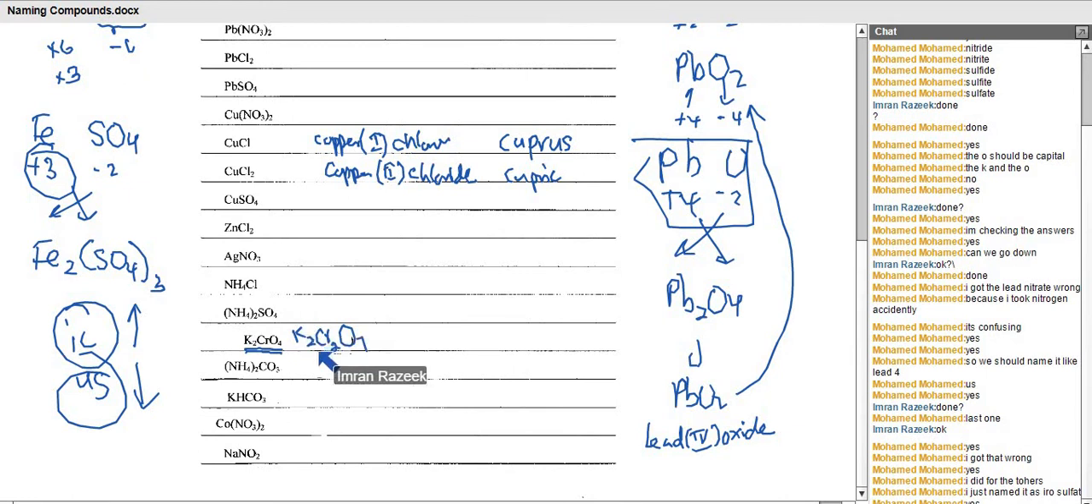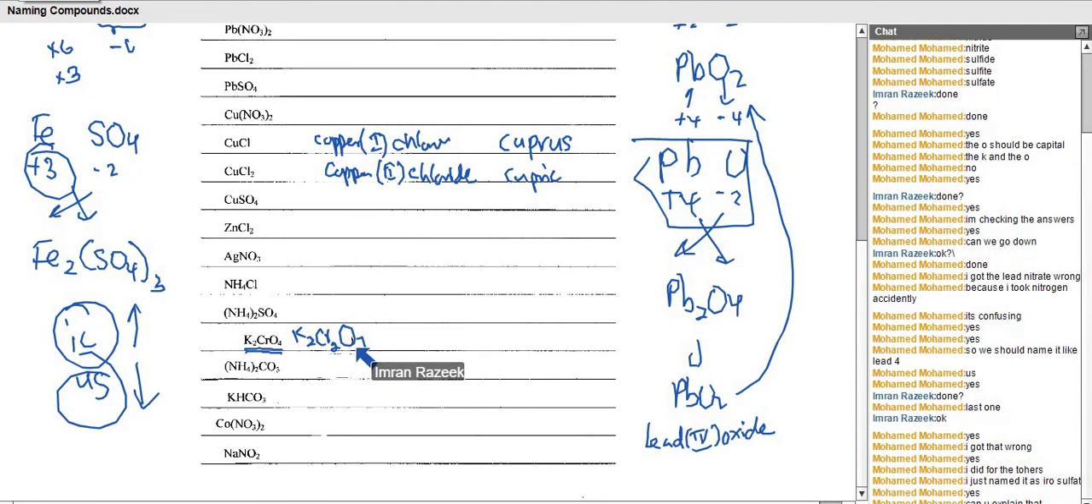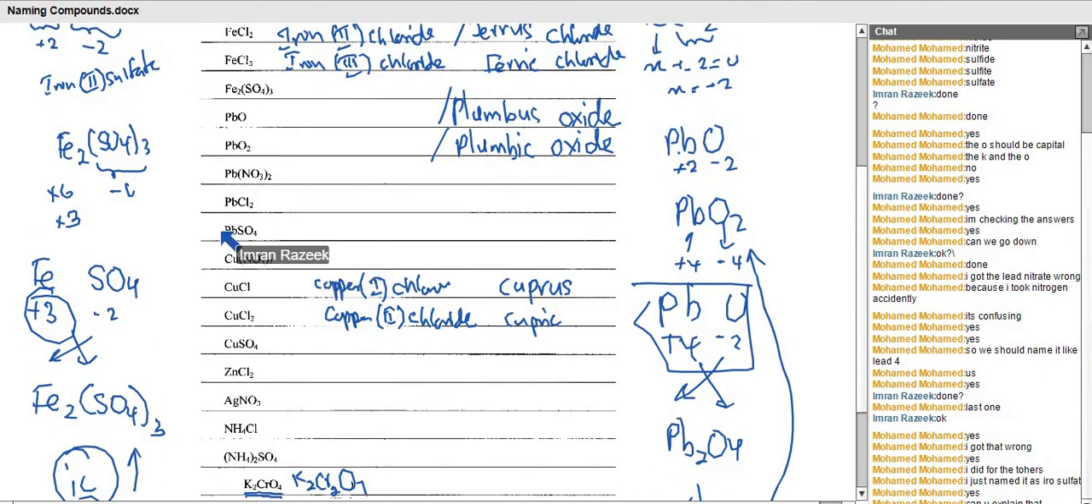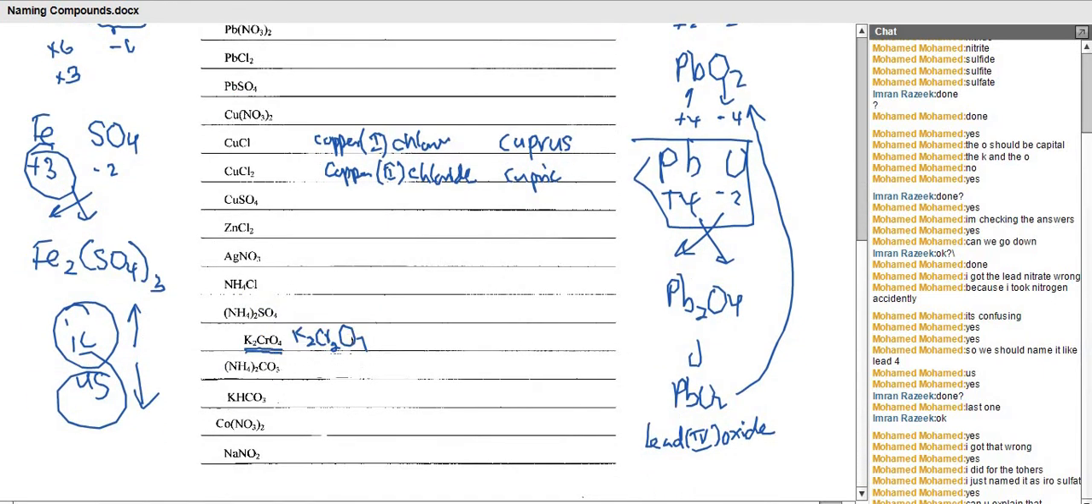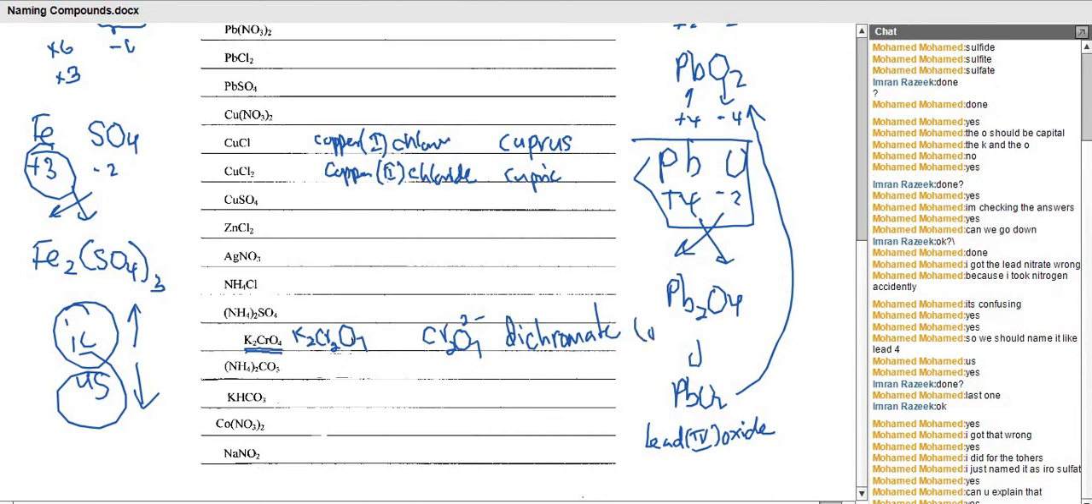Potassium chromate, sorry, potassium dichromate. You can say potassium dichromate(VI) also, but you can just say dichromate. This Cr2O7 is dichromate, so you can just say potassium dichromate for this, because Cr2O7 in the radical list I gave is dichromate. So this is potassium dichromate. Clear? No need to write that 6 next to the name.